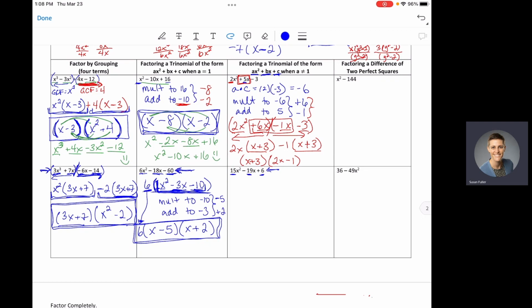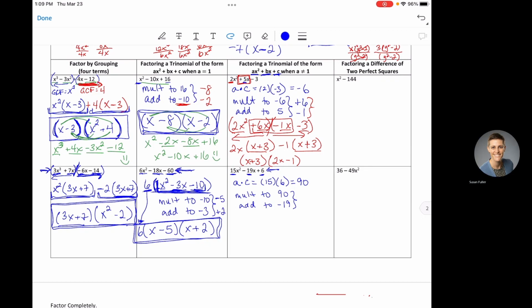Okay, so we're just going to start our AC method now. To do that, we're going to take A times C. Our A value here is 15. Our C value is 6. When I take 15 times 6, I get 90. So I'm looking for two numbers that multiply to a positive 90, and they have to add to our B value here, which is negative 19. So two numbers that multiply to 90 and add to negative 19.